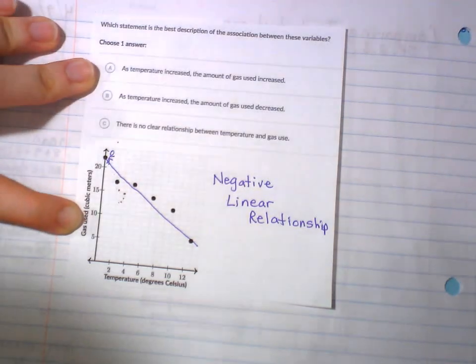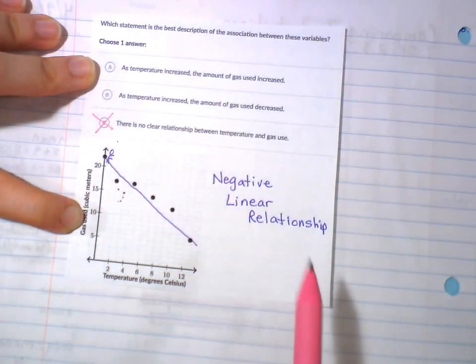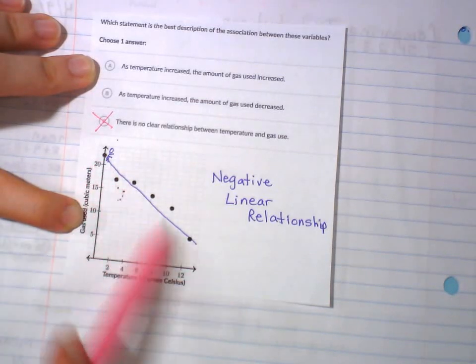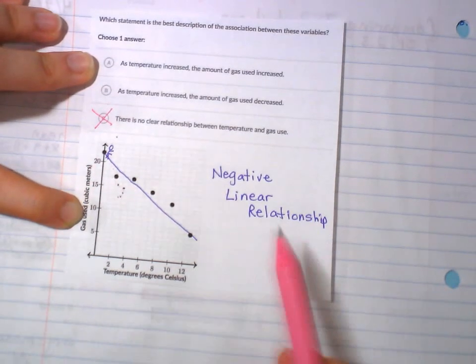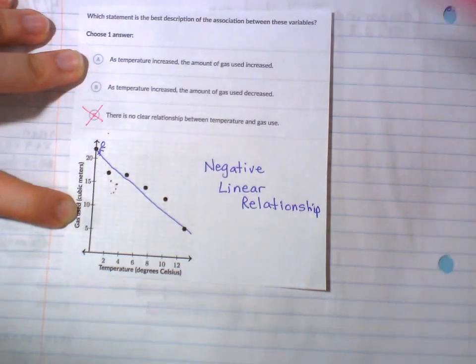Okay, so immediately I eliminated C. It says there is no clear relationship. There is a clear relationship. We could draw the line through it, the line that fits best, the line of best fit. There is a negative linear relationship. So now it leaves us with A and B.